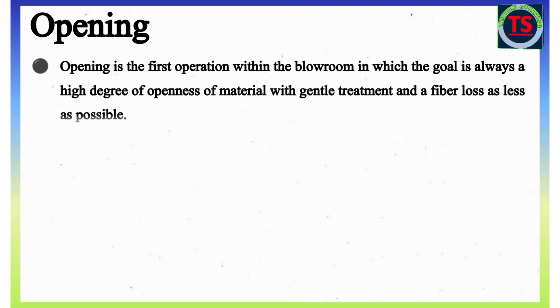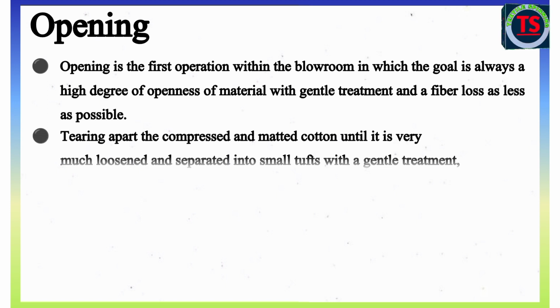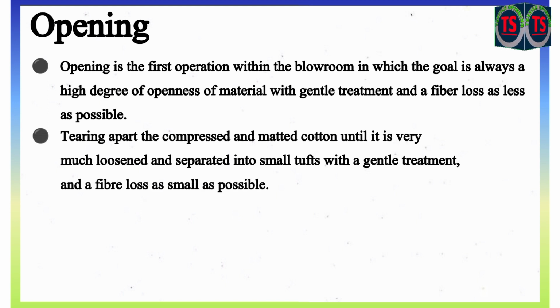Opening is the first operation within the blowroom, in which the goal is always a high degree of openness of material with gentle treatment and fiber loss as low as possible. Pulling apart the compressed and matted cotton until it is very much loosened, separated into small tufts with gentle treatment, and a fiber loss as small as possible.